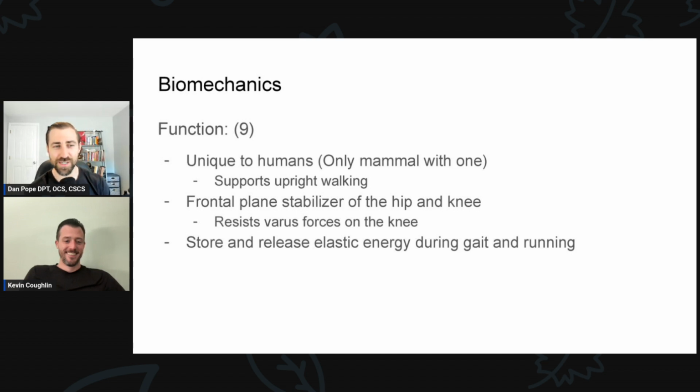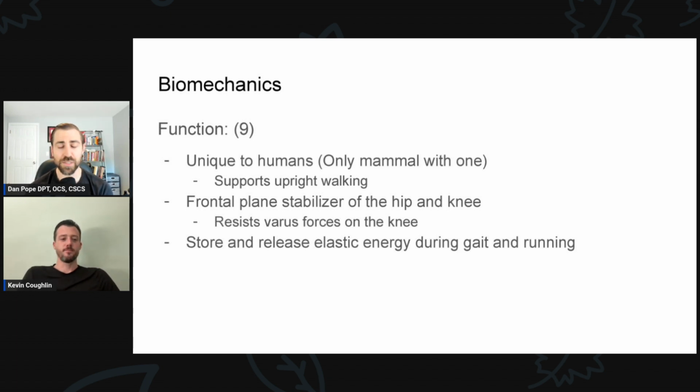Let's move on to the IT band. We'll talk about biomechanics. So what the heck is the function of the IT band? The IT band is really interesting from kind of an evolutionary standpoint. It's unique to humans. So we're the only mammals that have one. Kevin actually has no IT bands. He's an anomaly. Just kidding. He has two. And the idea is that we evolved this to support upright walking.